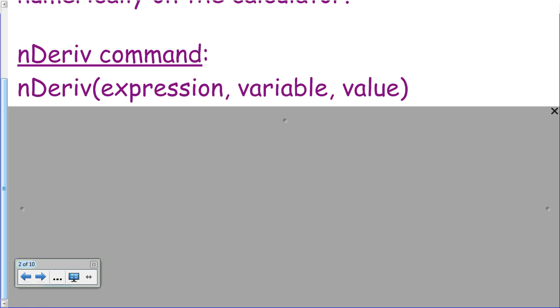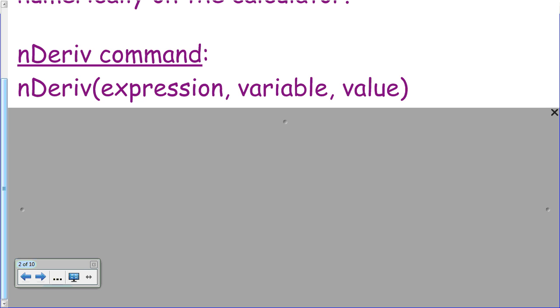The first parameter is the expression. If you're given some function and you're trying to find a derivative of that function at a point, the expression is the function you're trying to find the derivative of. The second thing you specify after the comma is a variable, whatever variable the expression is defined upon. Usually that will be x. And then finally you specify a value, the value that you're trying to find the derivative at. Those three make up our parameters for the nderiv command.